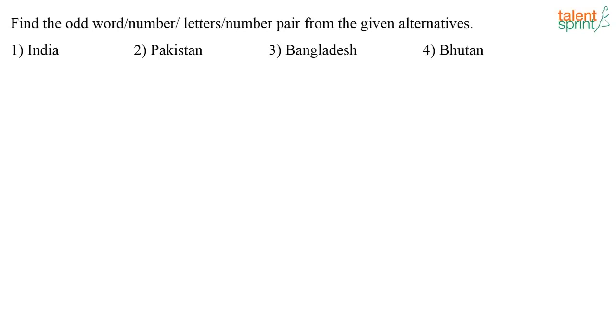The first question for today's session is there on your screen. Find the odd word, number or letters or number pair from the given alternatives. India, Pakistan, Bangladesh, Bhutan. Yes, the correct answer is Bhutan. See, Bhutan is the only landlocked country among the given options. Correct answer is option 4.